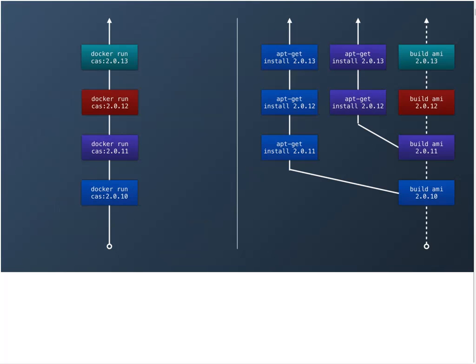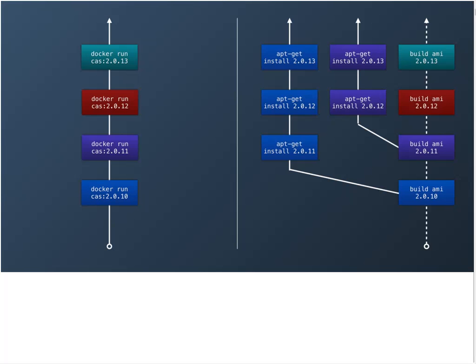So just to give you a visual diagram of what we've managed to accomplish here, you can imagine a node. On the left-hand side, we've got Docker containers, and on the right-hand side, we've got AMIs and then apt-get install upgrades. So on the right-hand side, what happens is we build an AMI for 2.0.10, and somebody launches a cluster with that AMI. And then forever onwards, what we have to do is apt-get install every new version on top of that, unless we want to replace the node. And then when a new version of Cassandra comes out, we build another AMI, 2.0.11.